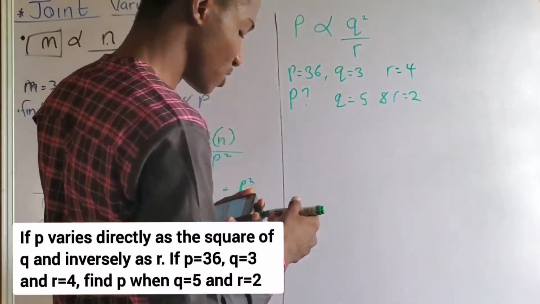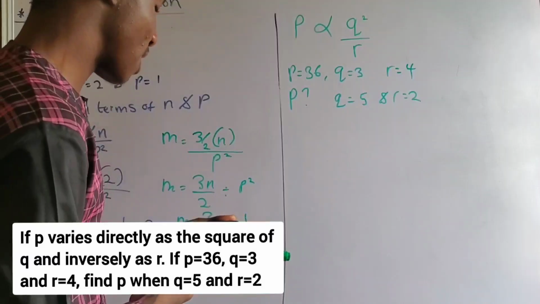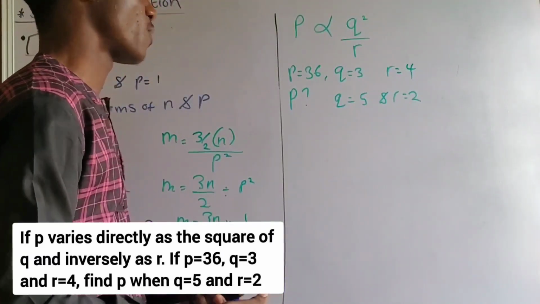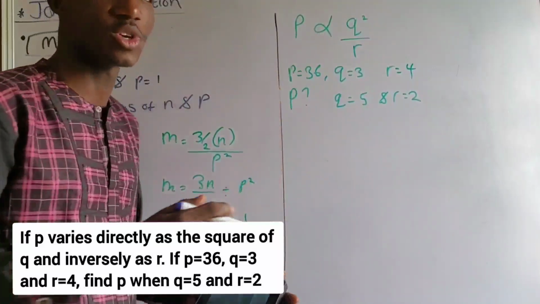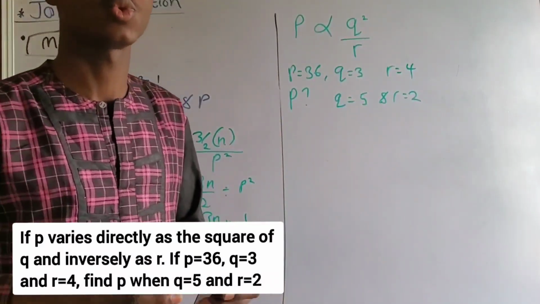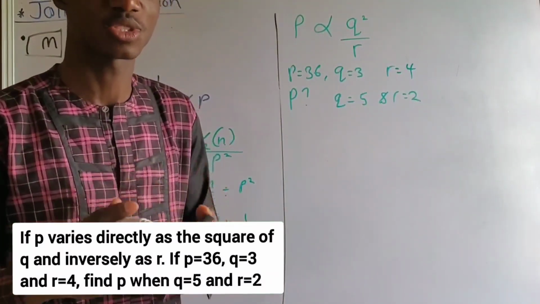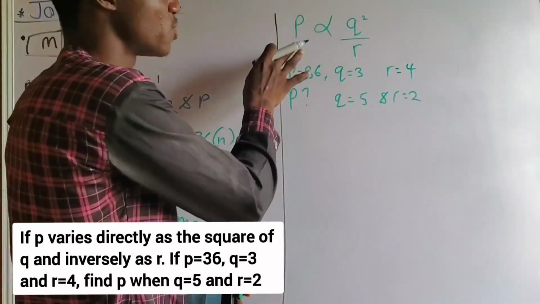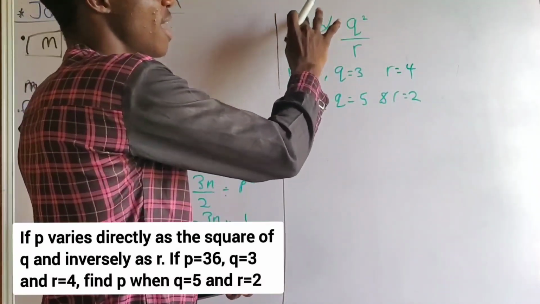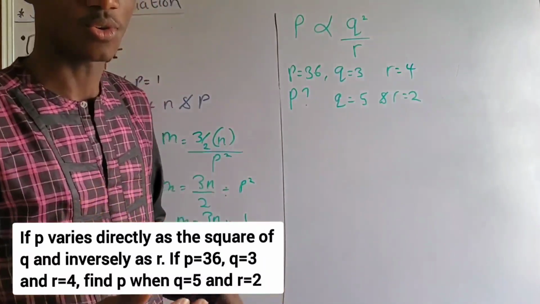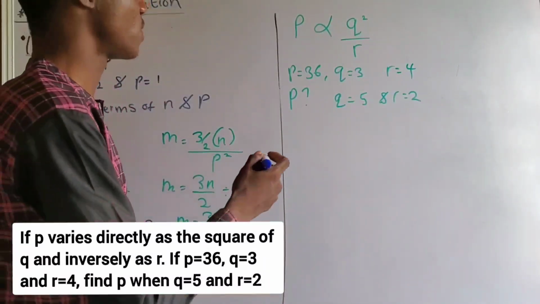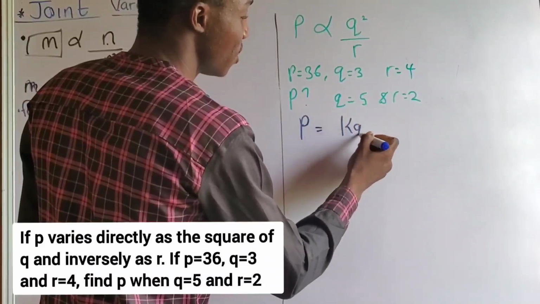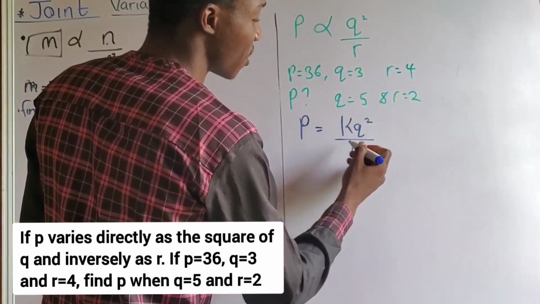Okay, now let's solve this question. Well, before we can find p when q equals to 5 and r equals to 2, we need to first change these variation signs to equals to sign, and to do that we need to introduce our proportionality constant, which will tell us the degree of differences that exist between this variable p and the variable that it depends on. Do you understand? Okay, so for this I'm going to have p. This p is equals to kq squared all over r. Do you understand?